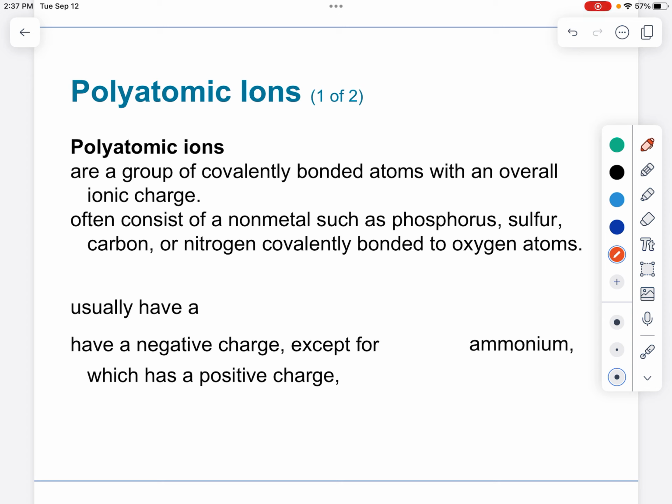Okay, so just as I said, they're a group of atoms that move around together to form a charge, and the charges are usually -1, -2, or -3. There is one positively charged polyatomic ion, and that is ammonium. And just so you have it right next to each other, ammonia and ammonium are not the same thing. Ammonium is NH4+, ammonia is NH3. Ammonia is a molecular compound, ammonium is a polyatomic ion.